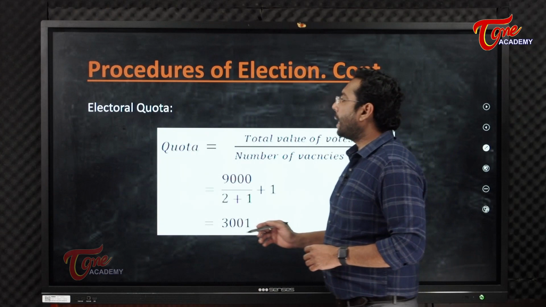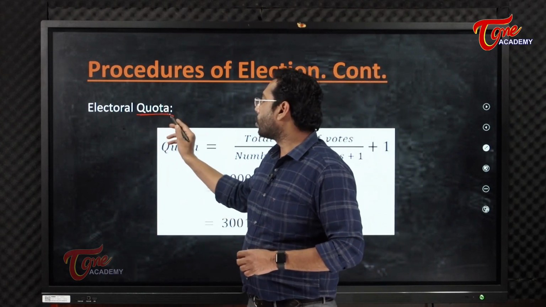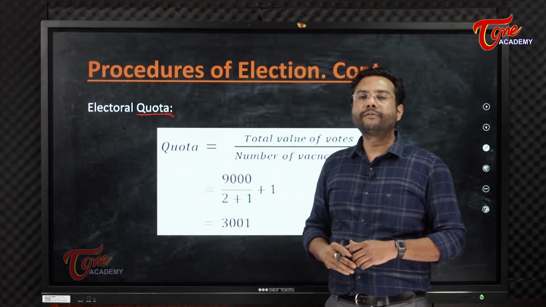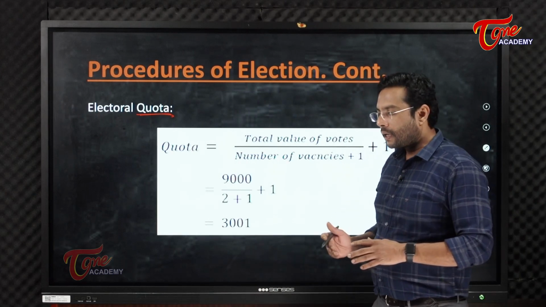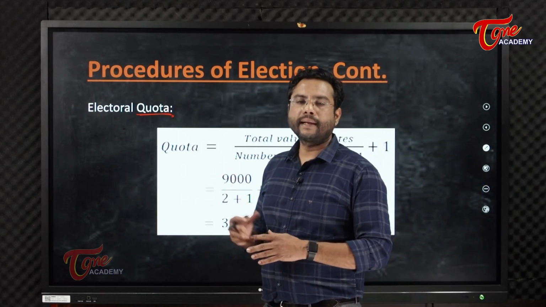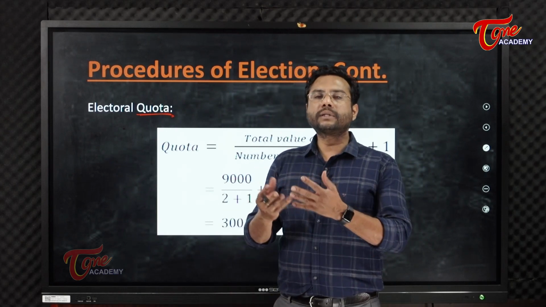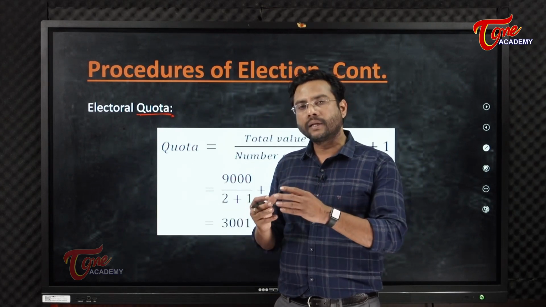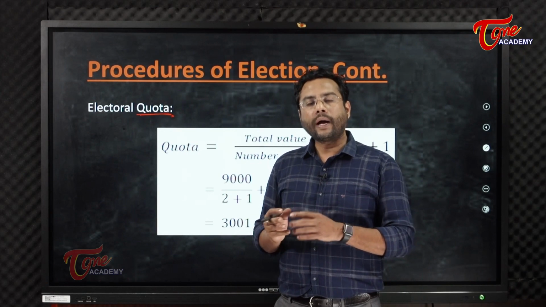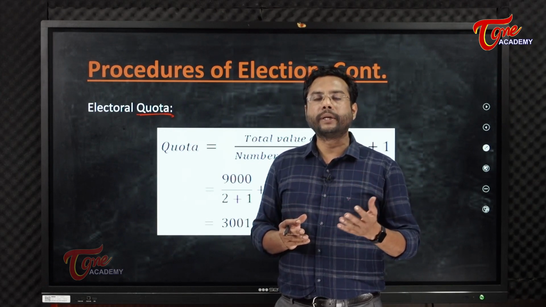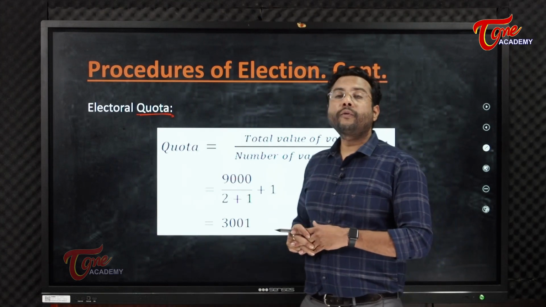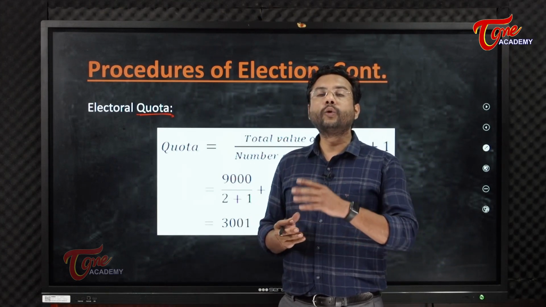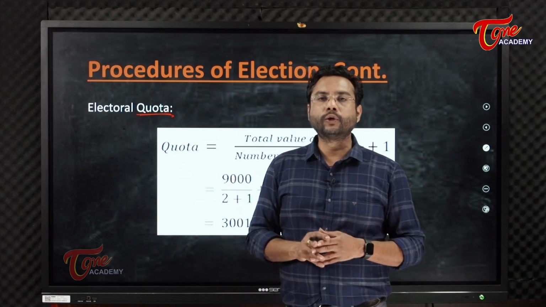Then we will calculate a quota, the electoral quota. This is again an important formula. Generally, if there is a single contender, there is no need of calculating this quota, because unanimous elections could also be held, or if there are 2 contenders, then whoever gets the absolute majority will be eligible for the post of president. But what if we have 4 contenders and no one has secured an absolute majority?